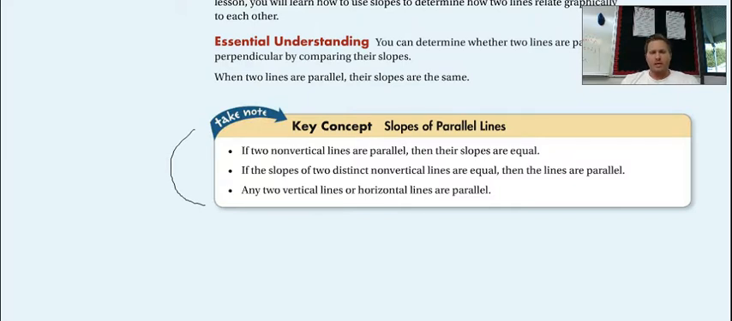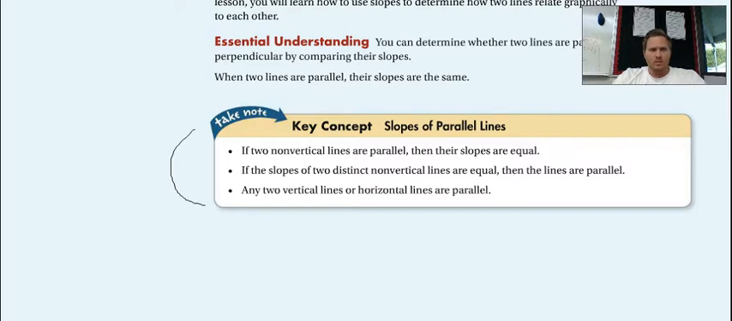Also, second point, if the slopes of two distinct non-vertical lines are equal, then the lines are parallel. Any two vertical lines or any two horizontal lines are parallel. So the biggest thing there is if they have the same slope, then they're going to be parallel. Or if I have two horizontal lines or two vertical lines, then they are parallel as well. So that's how we tell whether or not the lines are parallel.